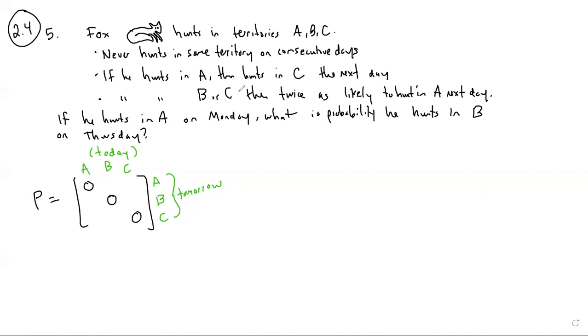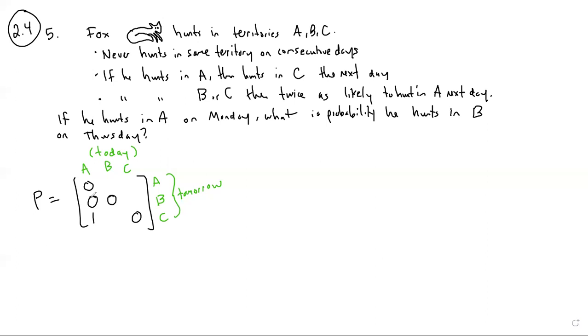If he hunts in A, then he hunts in C the next day. So we can just follow this transition path. That is represented by this entry in the bottom left corner, and that's 100%. If he hunts in A, then he 100% goes to C the next day, so we're going to put a 1 there. Because we know that the sum of each column has to add up to 1, I can tell that the other entry is going to be a 0, because there's a 0% chance that he goes to B, since he goes to C.